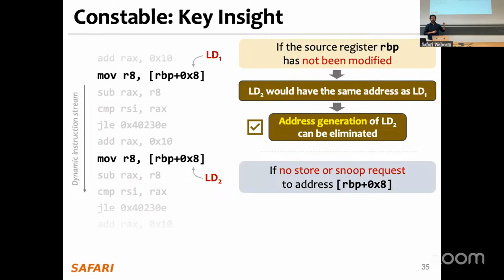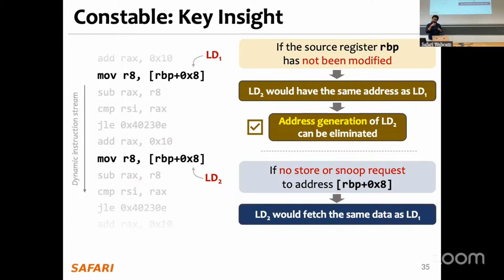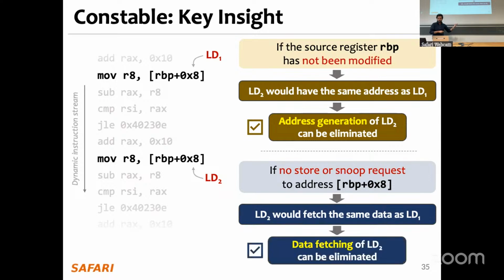Similarly, if you know that no store or snoop request has gone to the address of the previous instruction, store meaning my own code is not modifying that memory location, and snoop meaning some other code, I guess you have already seen it in the coherence lecture, so snoop meaning some other code is also not accessing that same location, then you know for sure that LD2 is going to see the same data as LD1. So LD2's data fetching operation can also be eliminated. Those are the two key insights that Constable builds upon.